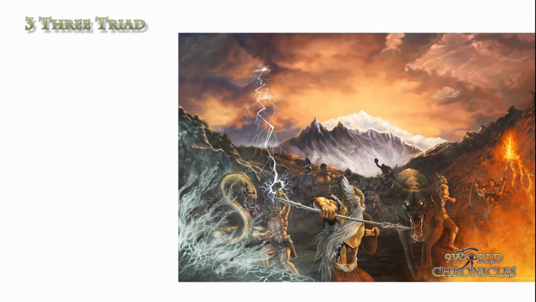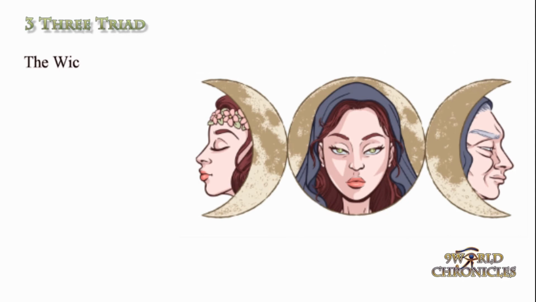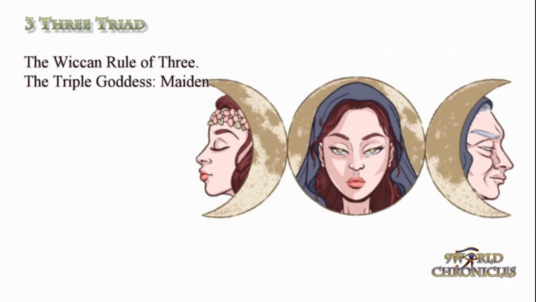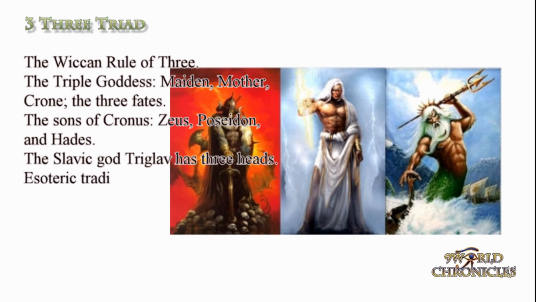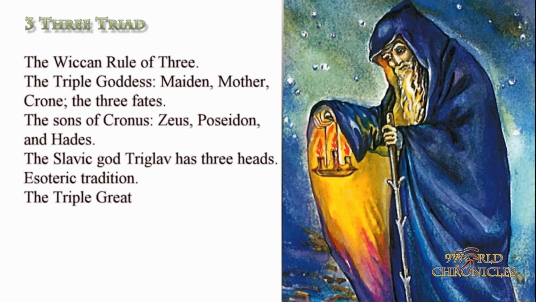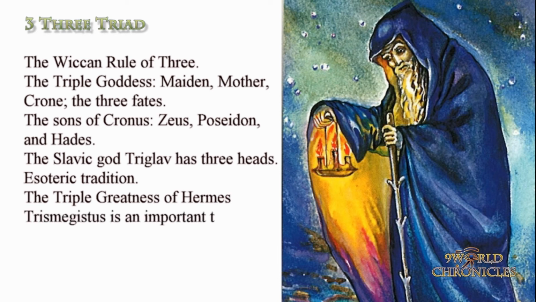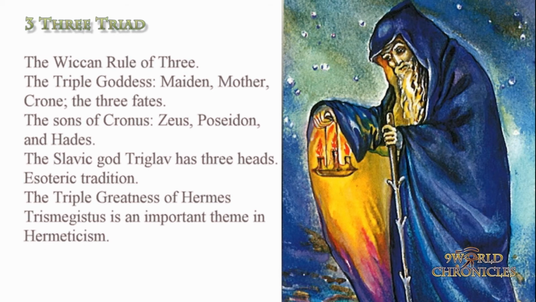We are also reminded of the Wiccan rule of 3, represented by the triple goddess, the maiden, the mother, and the crone, as well as their belief in the 3 fates. The sons of Kronos were numbered in 3, being Zeus, Poseidon, and Hades, and the Slavic god Triglav had 3 gruesome heads. The triple greatness of Hermes Trismegistus, or thrice-born, was an important concept to the beliefs of Hermeticism.